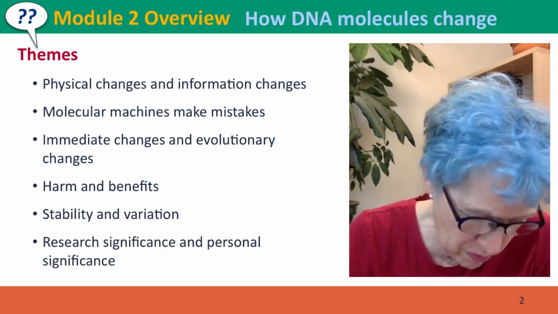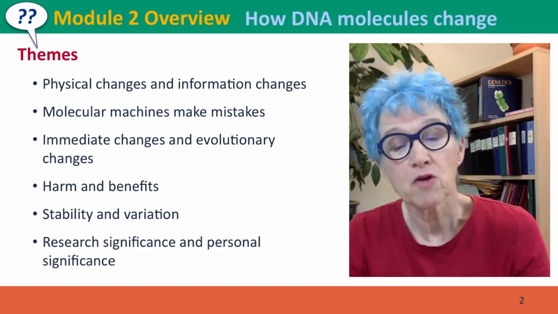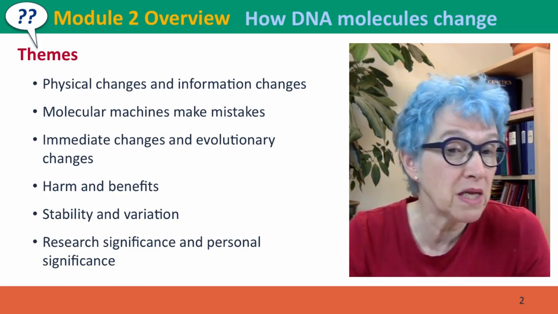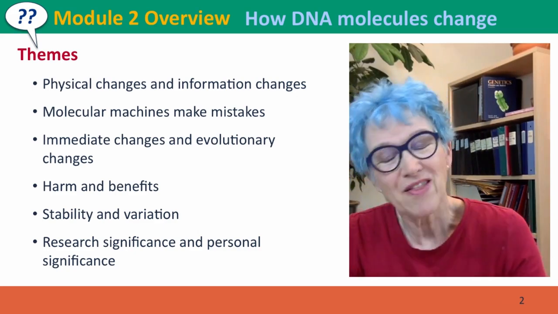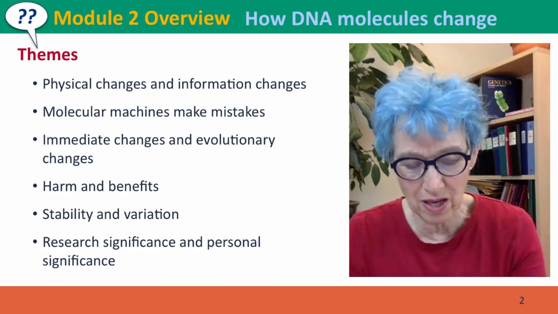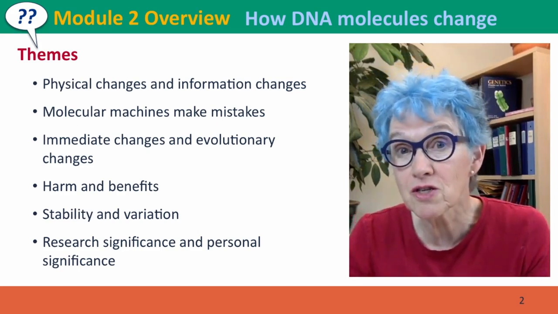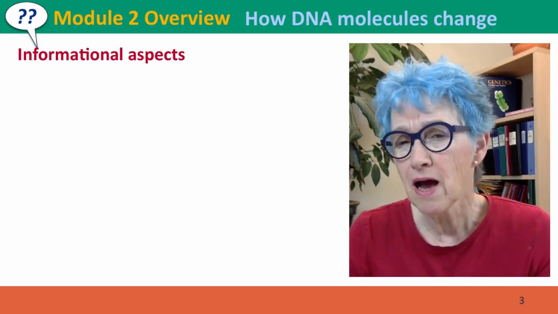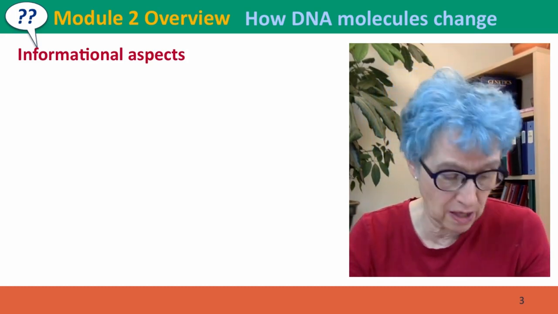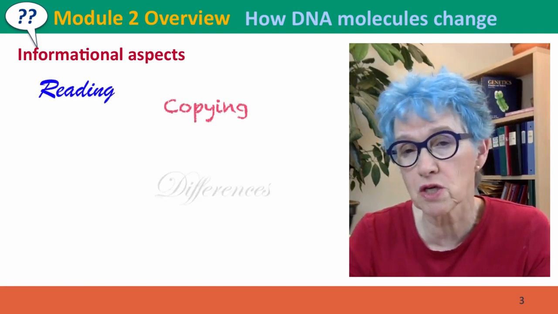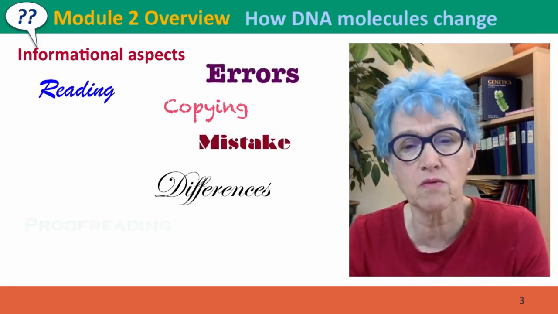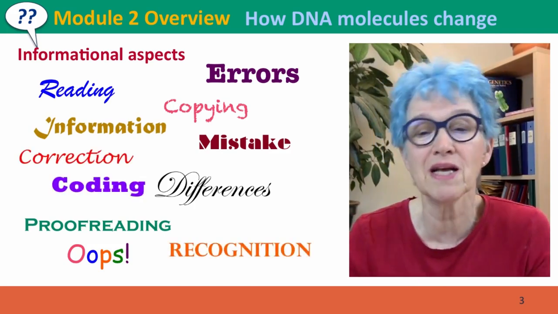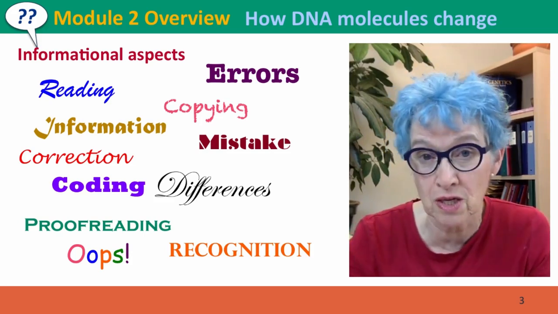We talk about harms and benefits, stability and variation, research importance and personal significance, topics such as cancer. We'll talk about immediate changes and evolutionary changes, the kinds of mistakes that molecular machines make, and we'll be tying together physical changes and informational changes. Informational changes really come to the fore in thinking about mutations. So even though we're talking about changes to molecules, almost all of the language that we're going to be using is the language of information, copying, proofreading, correcting, mistakes, recognition.